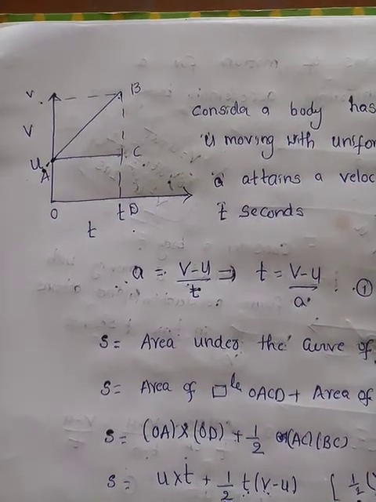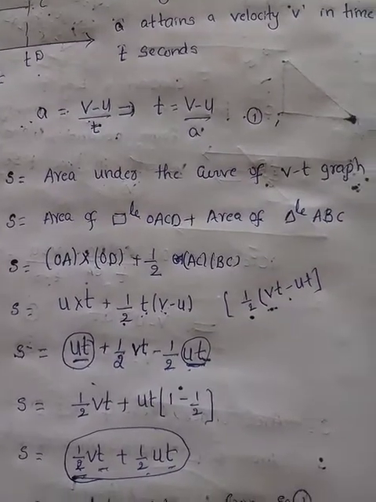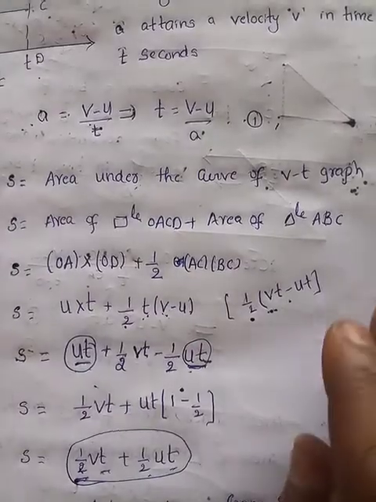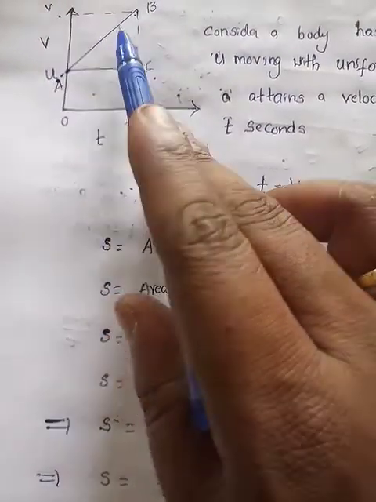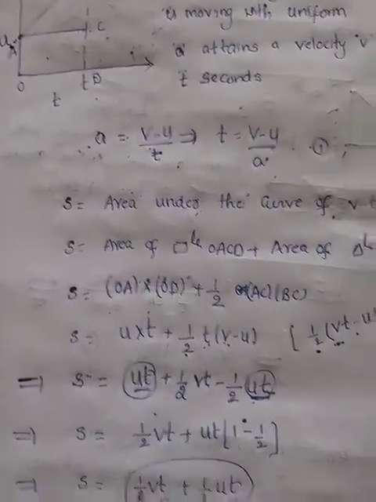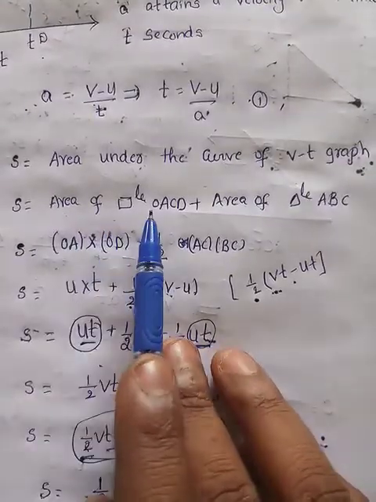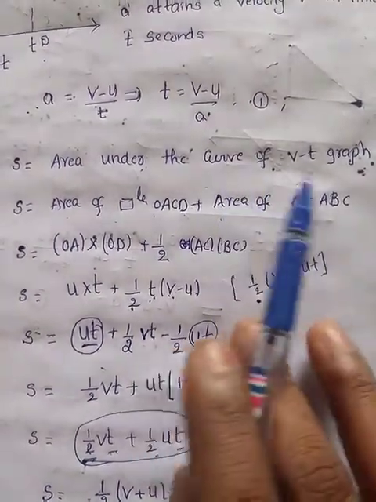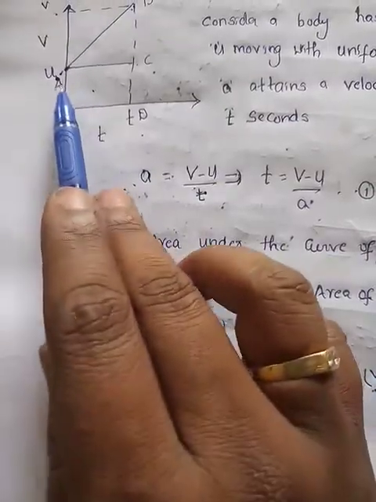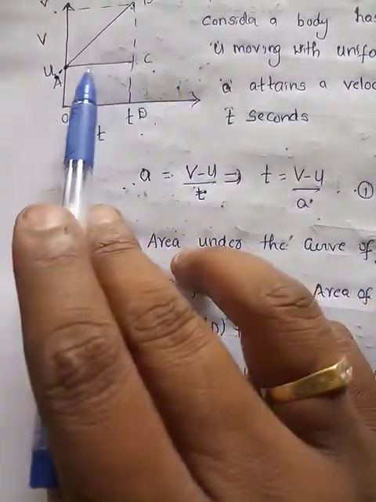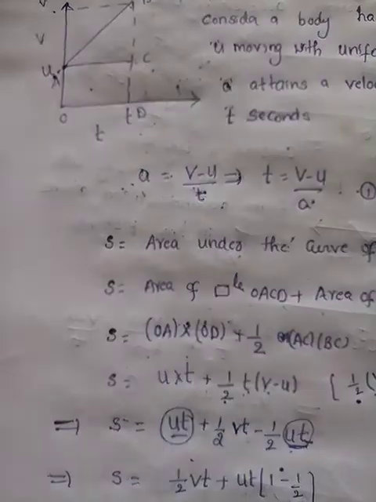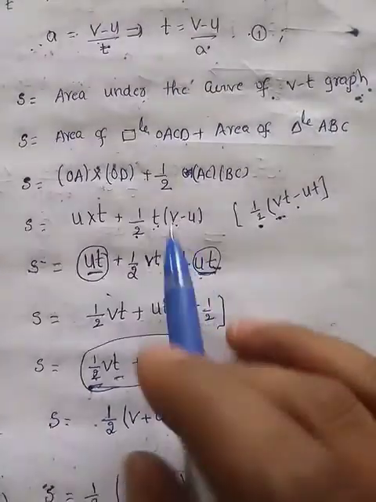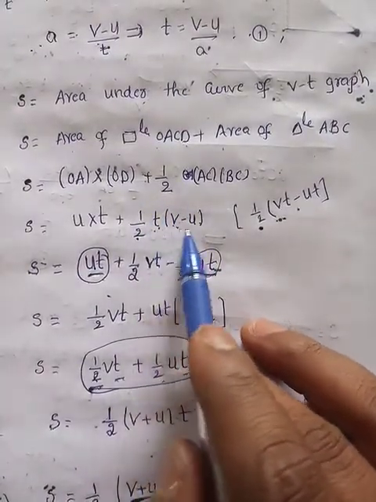Now I am taking the same concept of displacement. What is the displacement concept? S is equal to area under the curve of the v-t graph. So what are the areas that it comprises? One rectangle and one triangle. So I am writing here S is equal to area of rectangle OACD plus area of triangle ABC. What is the area of the rectangle? Length OA, breadth OD. Half into base into height, AC into BC. What is OA? u. What is OD? t. Base t, height is v minus u.